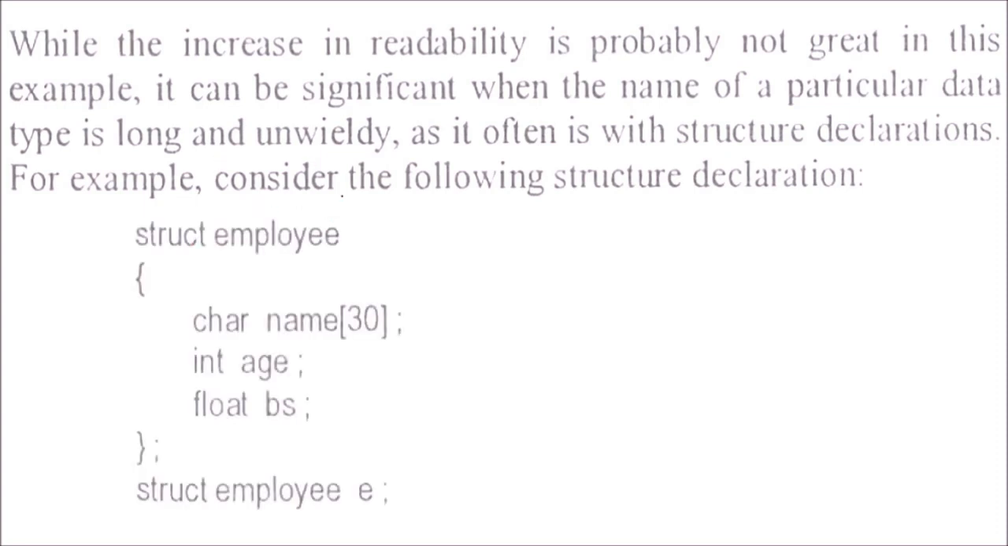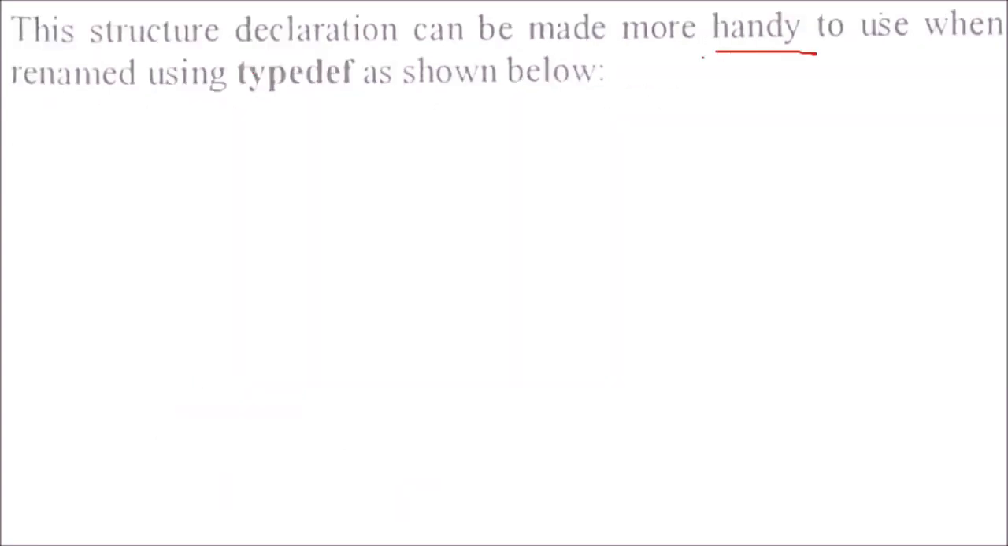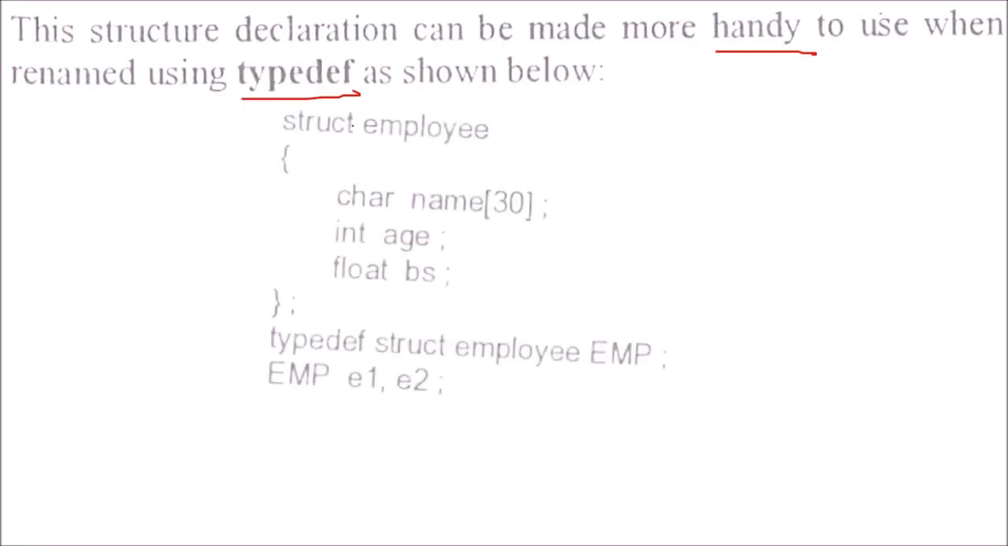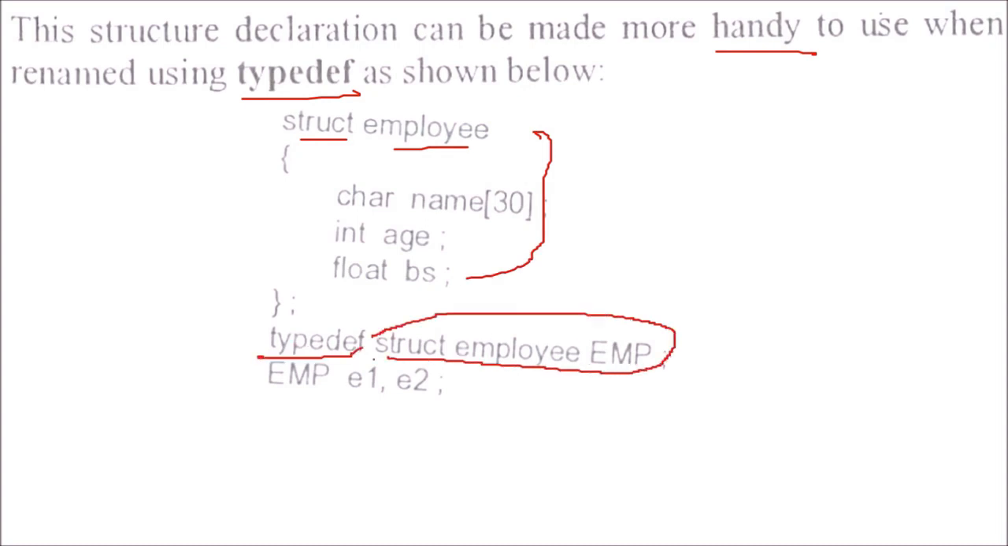We can also do it with structure declaration. How? This is a structure variable, but for that we have made a structure. We have name, age and basic salary. This structure declaration, we can make it more handy. How? We can rename it using typedef. See, this is struct employee, all this content. Then we have just taken typedef struct employee EMP. And now this EMP can be directly used because we have type defined this content with this name.